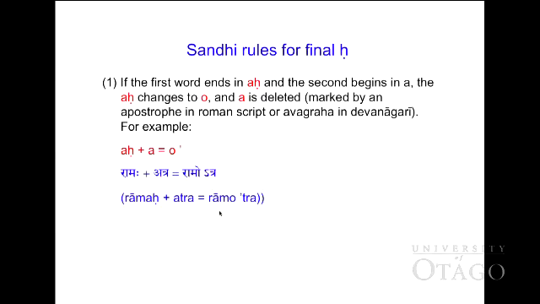Rule number 1: if the first word ends in aḥ and the second begins in a, the aḥ changes to o and a is deleted, like here. Aḥ plus a changes to o apostrophe. Rāmaḥ atra changes to Rāmo 'tra.